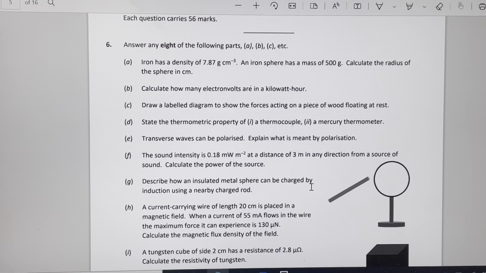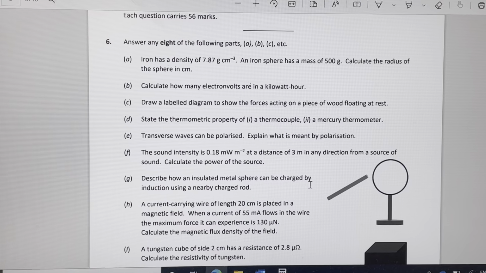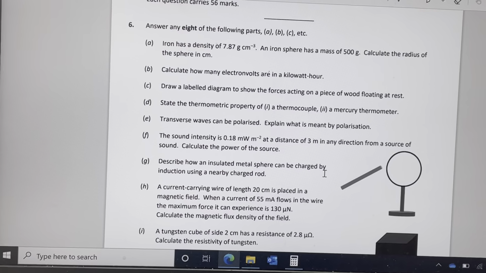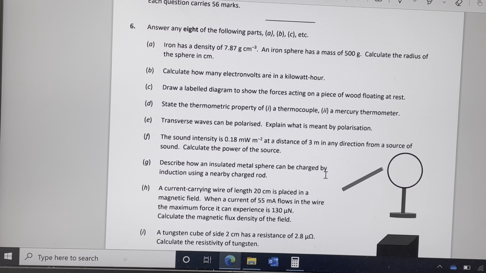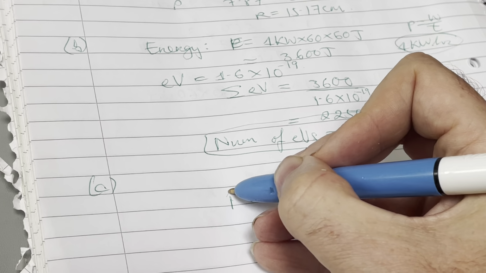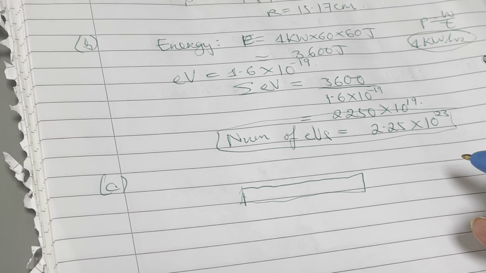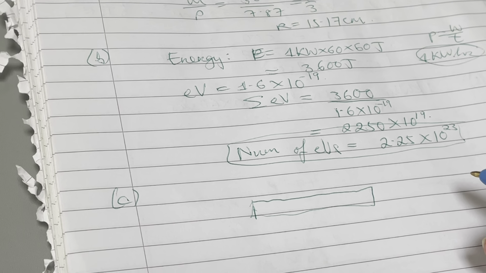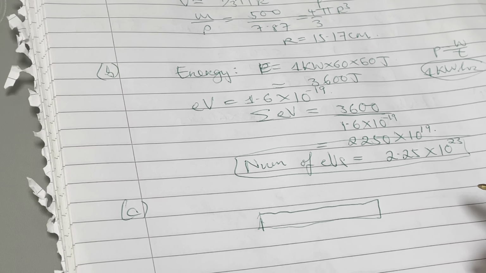Label a diagram of forces on a piece of wood floating at rest. Now that is ambiguous. Okay, piece of wood floating at rest. Okay, so C. I am thrown by that. So I don't know what a student in an exam is going to be like. We have a piece of wood floating at rest. Is it floating on water? We don't know. Forces acting on a piece of wood floating at rest.